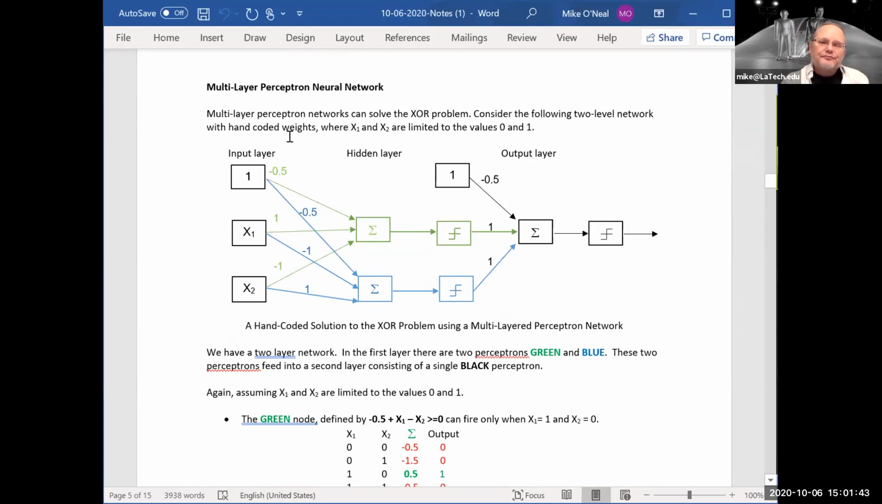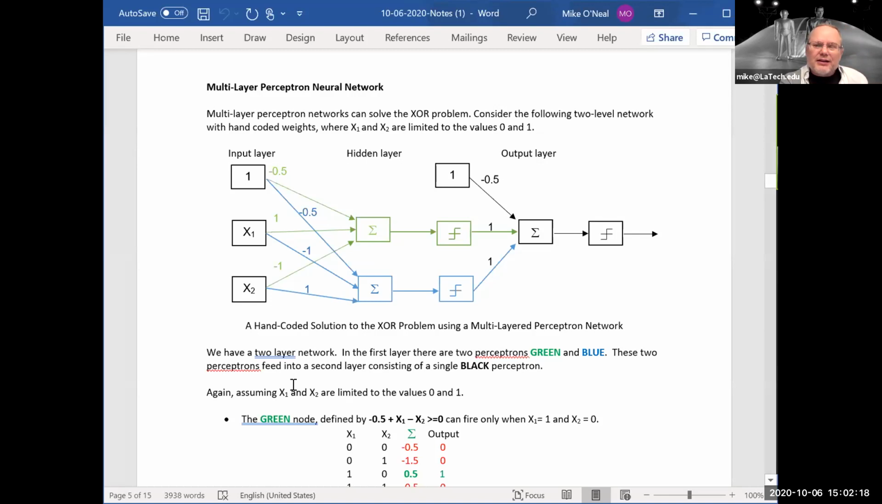This guy has, instead of just one layer, two layers. It has a hidden layer and an output layer. So it's got your inputs and your outputs just like before, but now it's got another level of perceptrons in the middle. The perceptron learning rule cannot train this thing, but I can set the weights by hand to make it do anything I want it to do. And in this case, I've set it up so that it is an XOR. I had to hand code it.